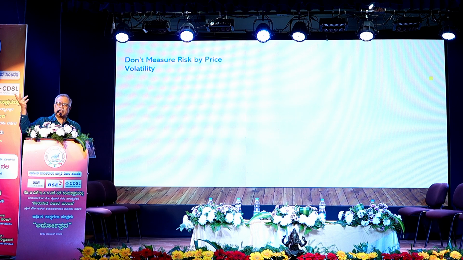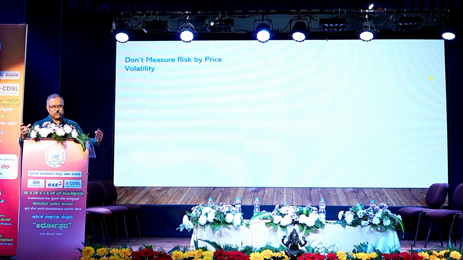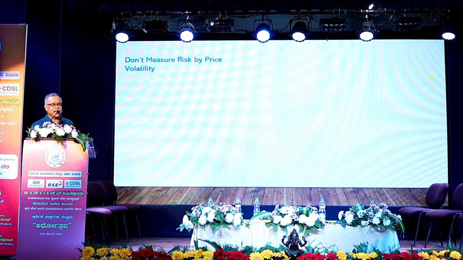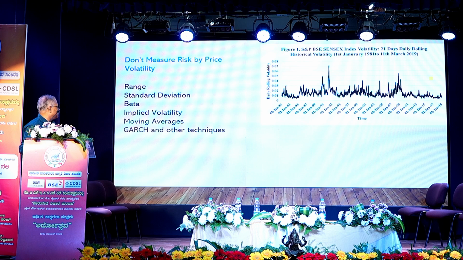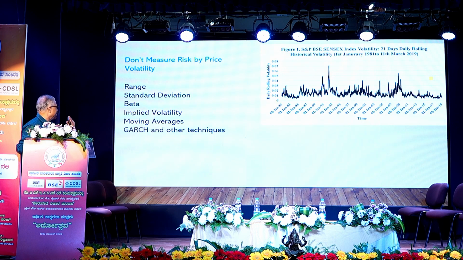And some people who are comfortable can talk about standard deviation. And some more people talk about implied volatility. This is from the options, you can derive the implied volatility. All these measures are there, so a lot of volatility charts are available in the literature. It may be beta, it may be standard deviation, it may be moving averages, or it may be sophisticated techniques like GARCH and all these things.